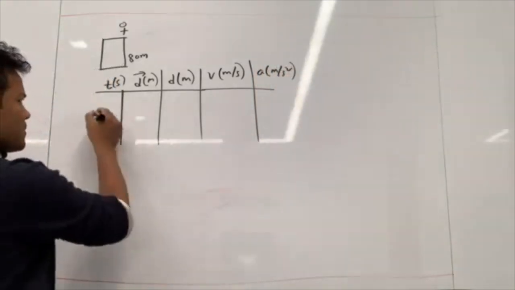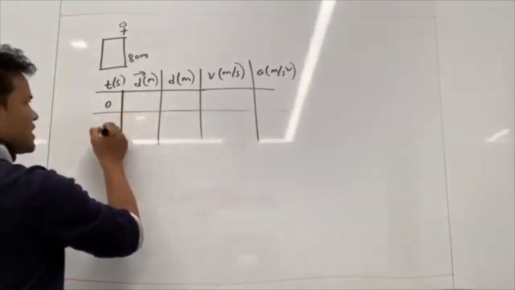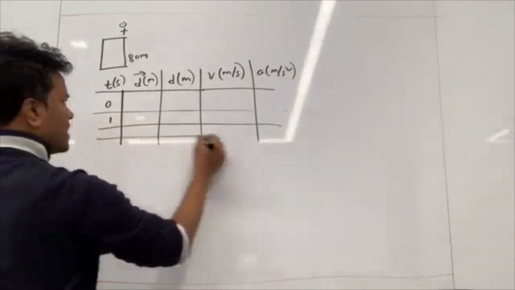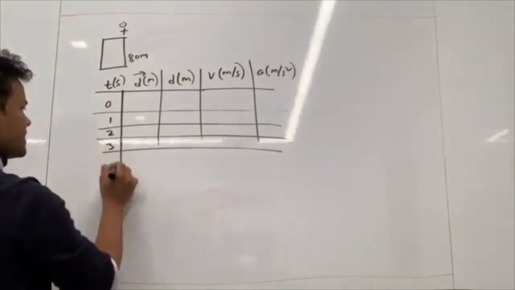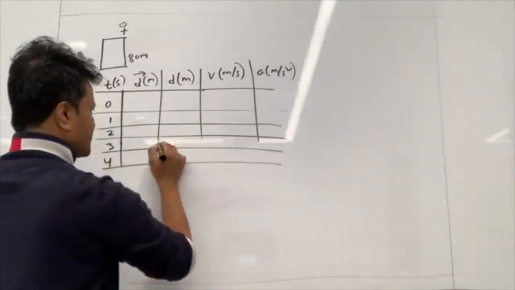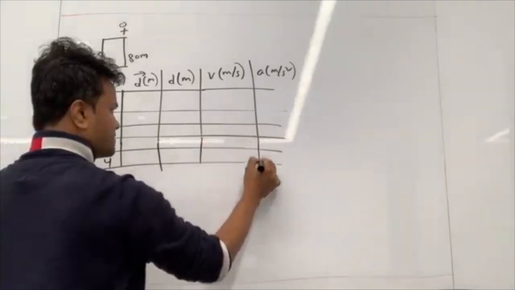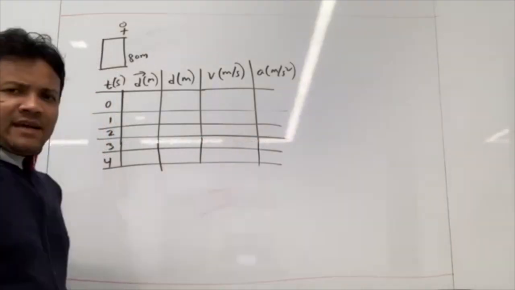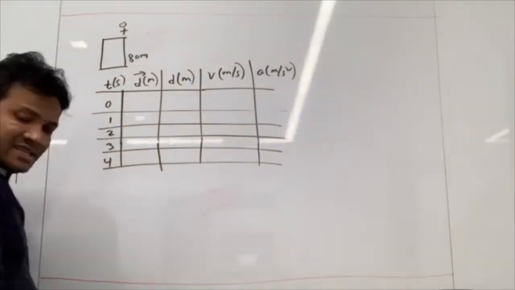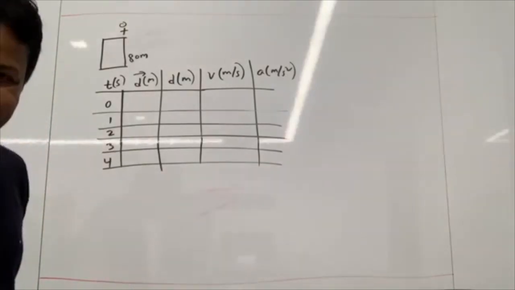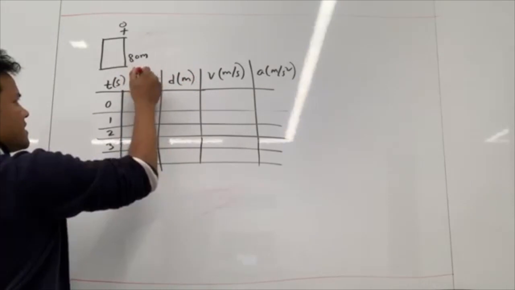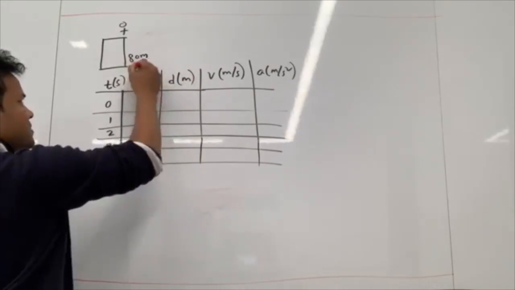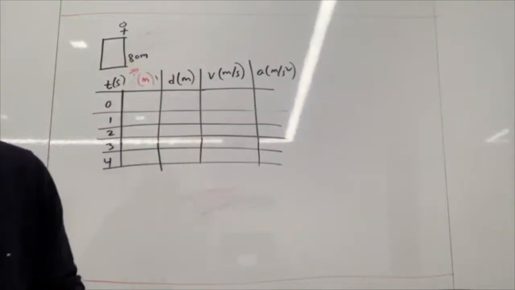Okay. So I'm going to do 0 seconds, 1 second, 2 seconds, 3 seconds, and finally 4 seconds. All right. For 0 seconds, I'm going to use a different color. I'm going to use red. So d, displacement, I'm going to use red.